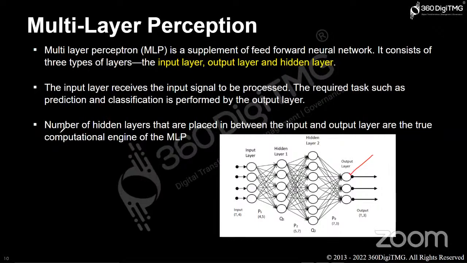Now, the hidden layers, the number of hidden layers placed in between input and output, represent the true computational power of this multi-layer perceptron. The more hidden layers, the more computational power it will have, but it will also take more time to compute.